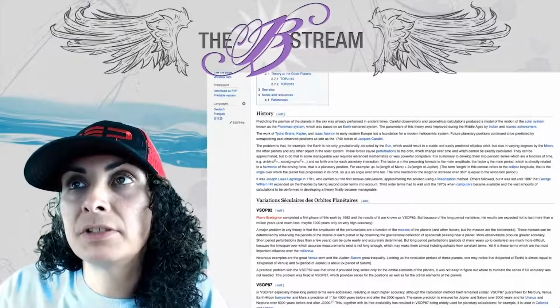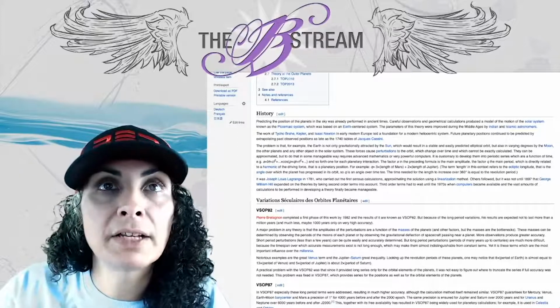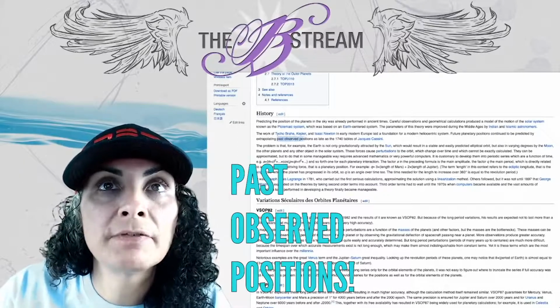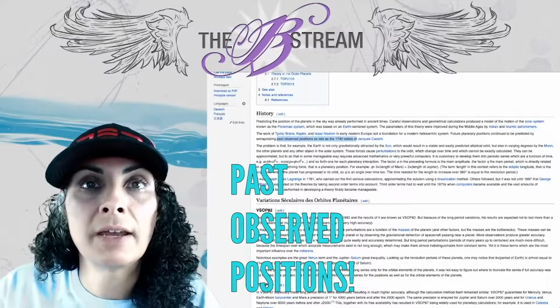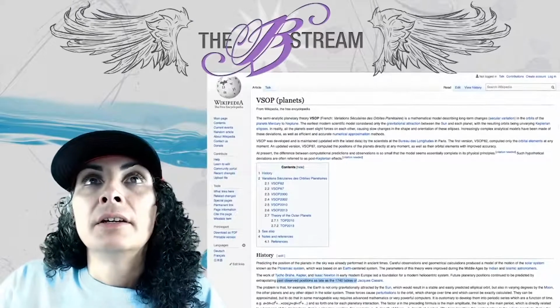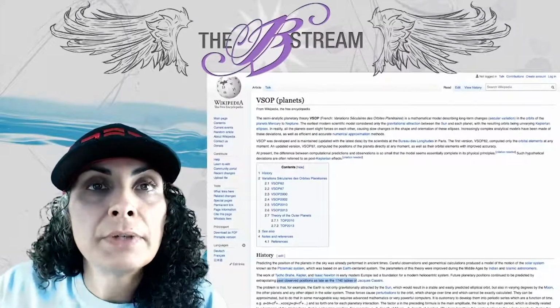Future planetary positions continued to be predicted by extrapolating past observed positions as late as 1740 tables, okay? So this is how they're doing it.